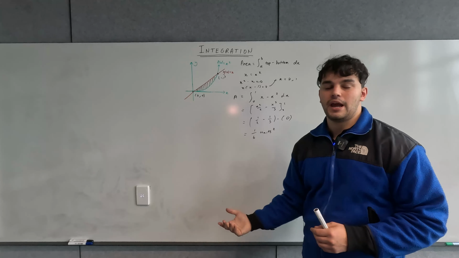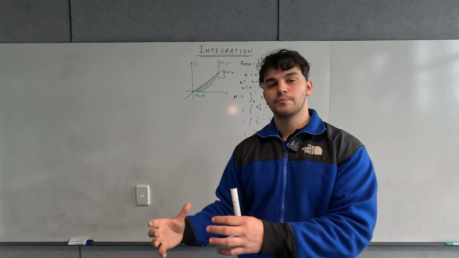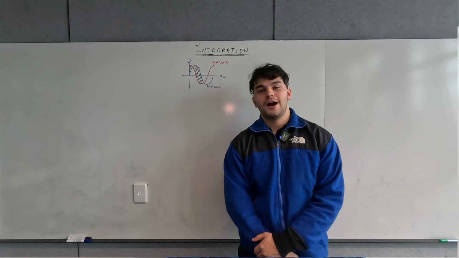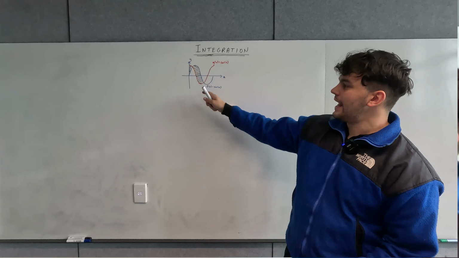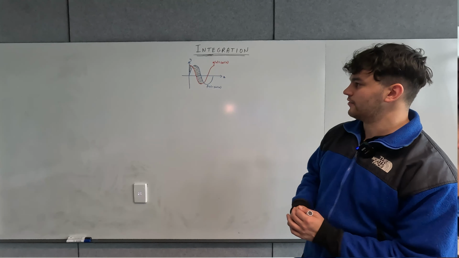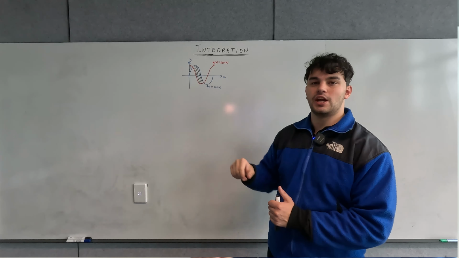Now we'll go into a more complicated example where we have multiple portions of our area that we need to split up into different integrals. Okay, so here we are with a pretty complicated example. We have the area that's bound or stacked by f of x is equal to sine of x and g of x is equal to cos of x. So we're trying to find that black shaded area.